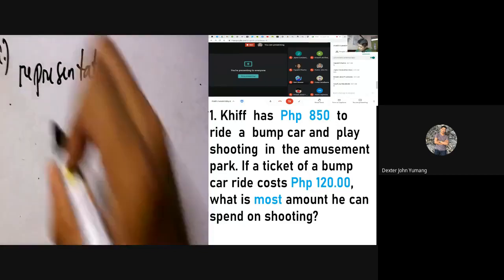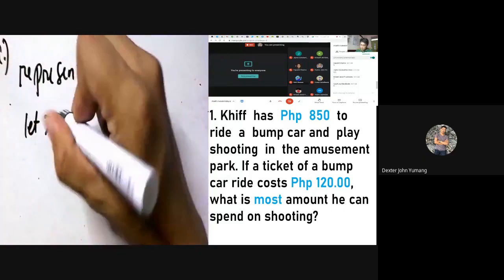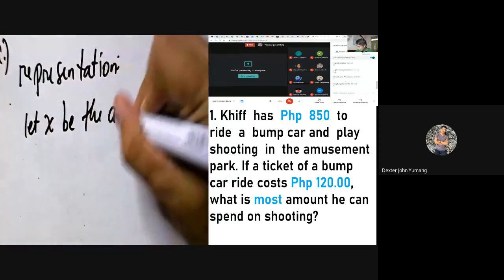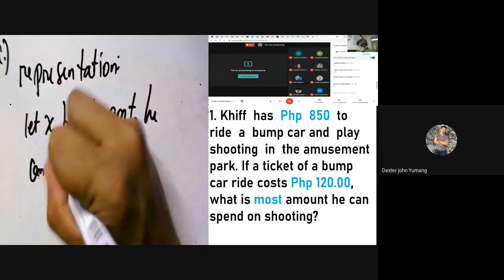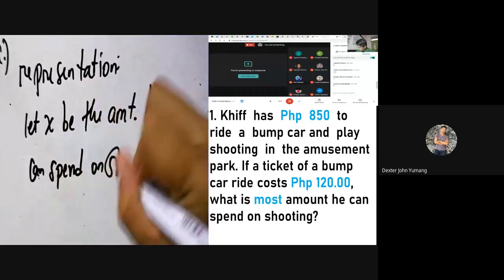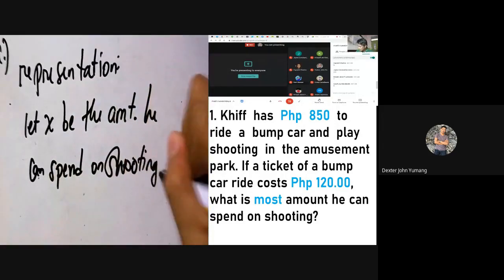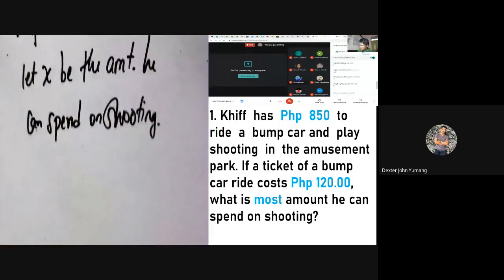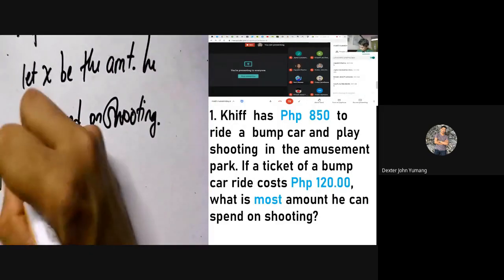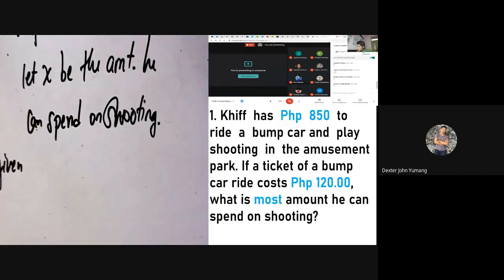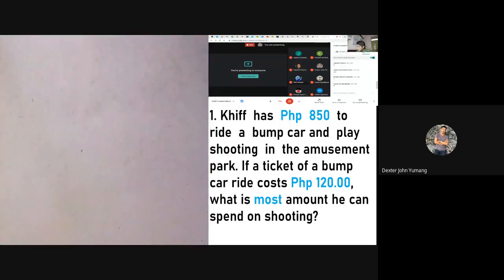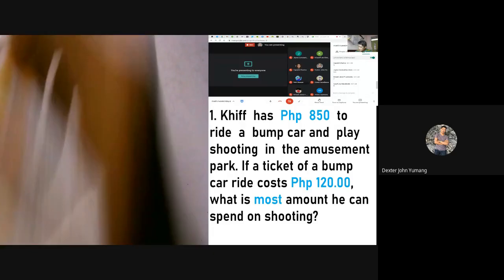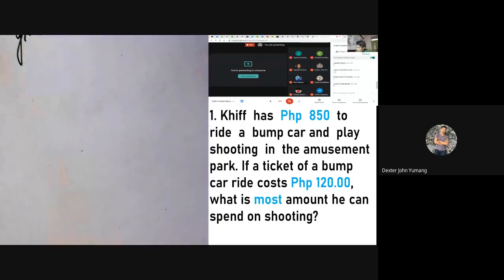So, we have let X be the amount. Allow me to use the symbol AMT meaning amount you can spend on shooting. Okay, that is correct. So, proceed tayo sa given. Okay, given. What is our given here? Prisel got it also the same answer with Christoph. Very good. So, sa given naman tayo.